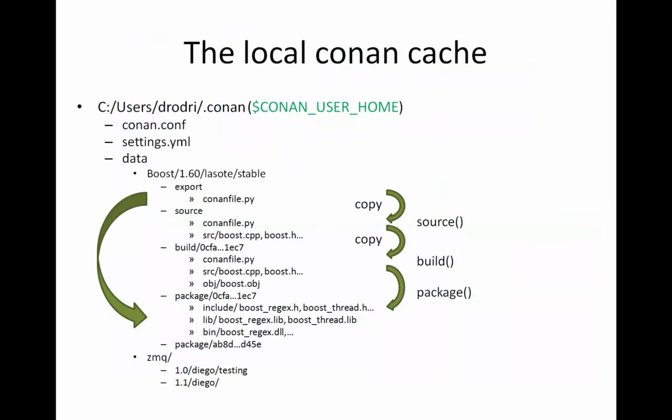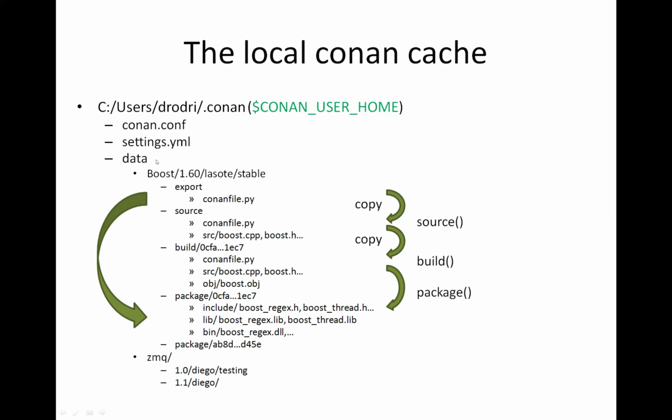So this would be the process. All these squares in this graphic are just folders. So if you go to your .conan folder in your user home, you will see there the local cache. It is very simple to inspect. So I really recommend to go there and inspect the folders, because it is really easy to understand what is happening. You have a couple of configuration files, and then you have the data.